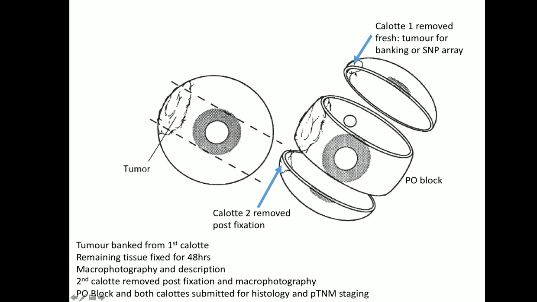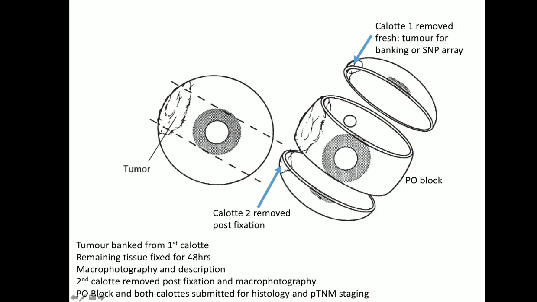And from this calotte that we've taken off fresh, there's usually plenty of tumour for both banking, molecular testing, and people who want to try other applications, such as Alex, who might want to try a single cell suspension of this. So we bank the tumour from this one, and we actually embed everything.